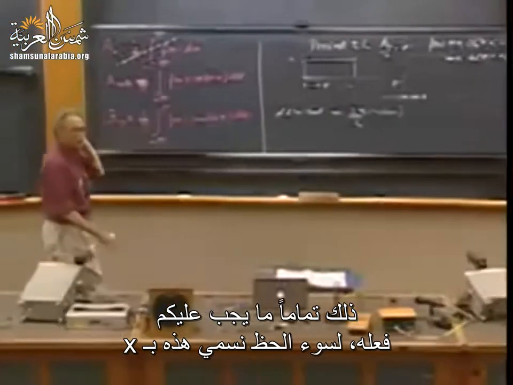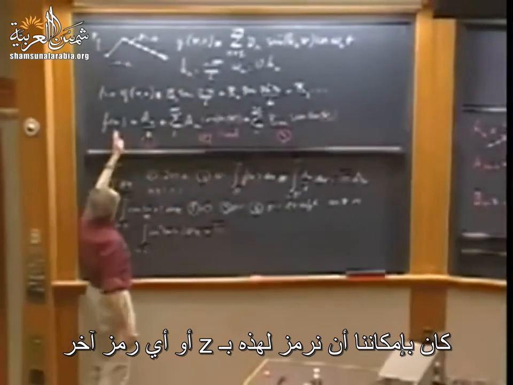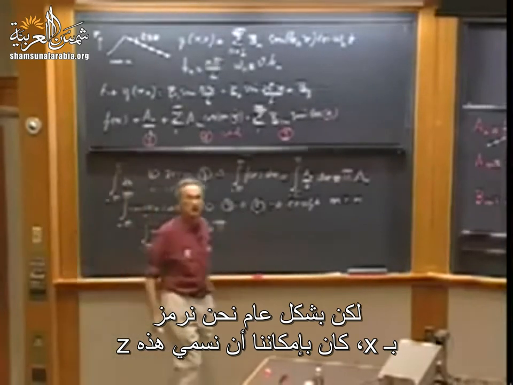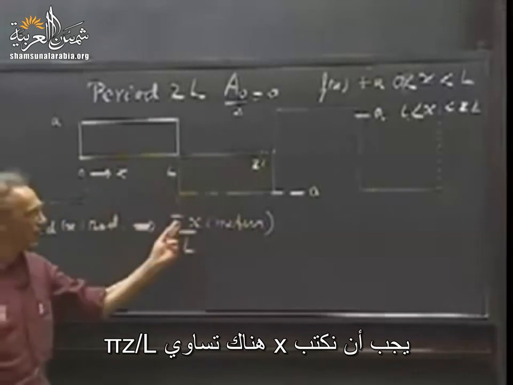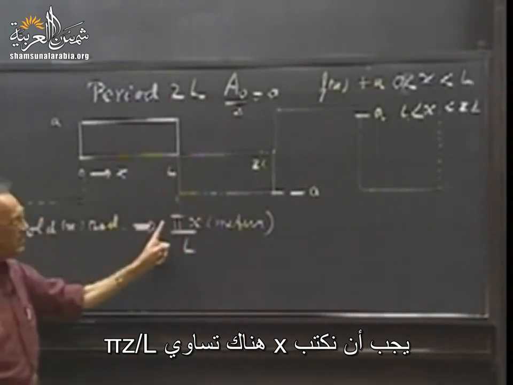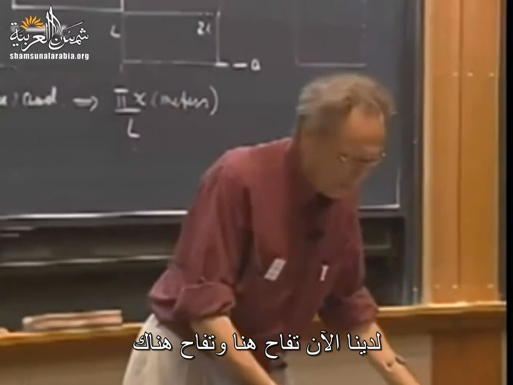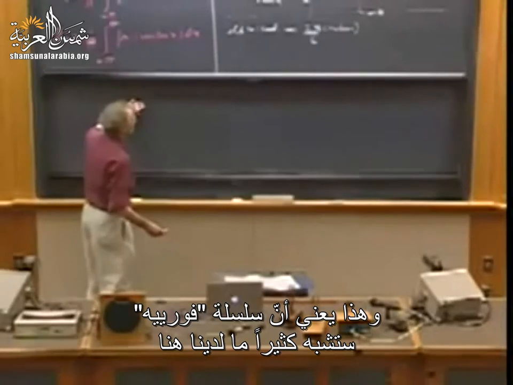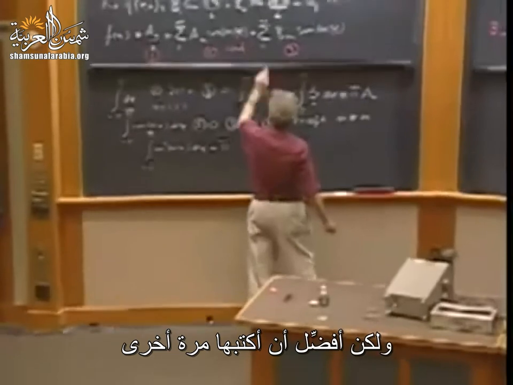It is unfortunate that we call this x. We could have called this formalism z or some other symbol, but in general we give x. Well, you would still have to write down that the x there is then pi z divided by L. Now we have apples here, and we have apples there. So that means that now my Fourier series are going to look very much like what I have here, but I prefer to write them again.